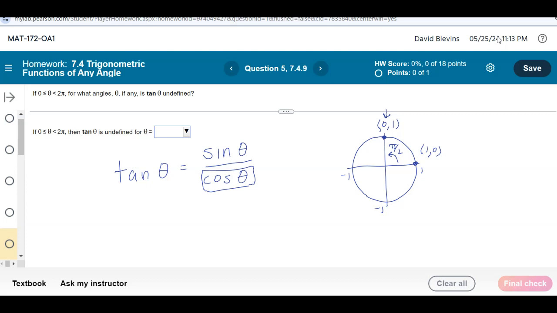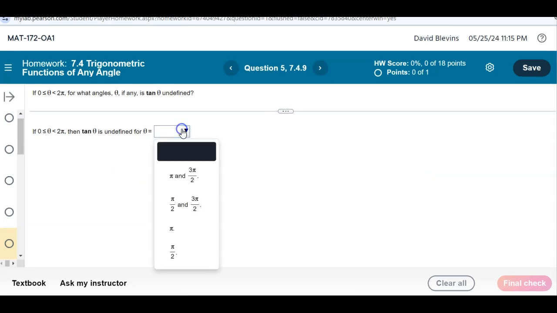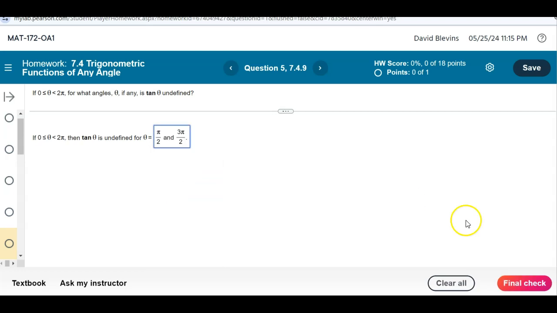Tangent is undefined when cosine is equal to 0, and cosine is equal to 0 on the unit circle for the angles that basically put us on the y-axis. So pi over 2 does, we go all the way around to 3 pi over 2, and that will as well, right? And then it doesn't happen again until we're past 2 pi. So it's just those two angles that put us there on the y-axis, right? So that was going to be pi over 2 and 3 pi over 2.